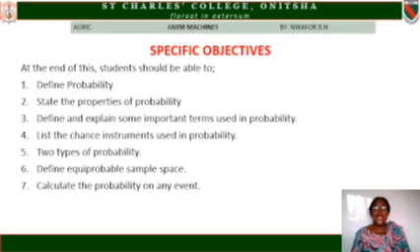Basic objectives. At the end of this, students will be able to: 1. Define probability. 2. State the properties of probability. 3. Define and express some important terms used in probability. 4. List the chance instruments used in probability. 5. Name two types of probability. 6. Define equiprobable sample space. 7. Calculate the probability of any event.